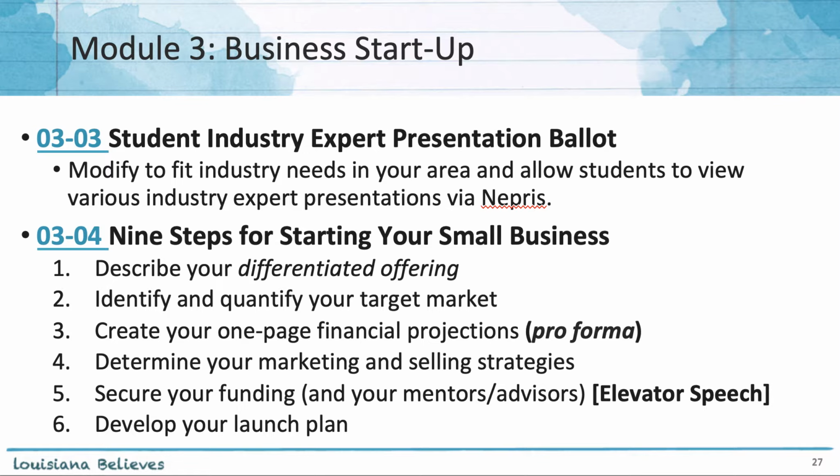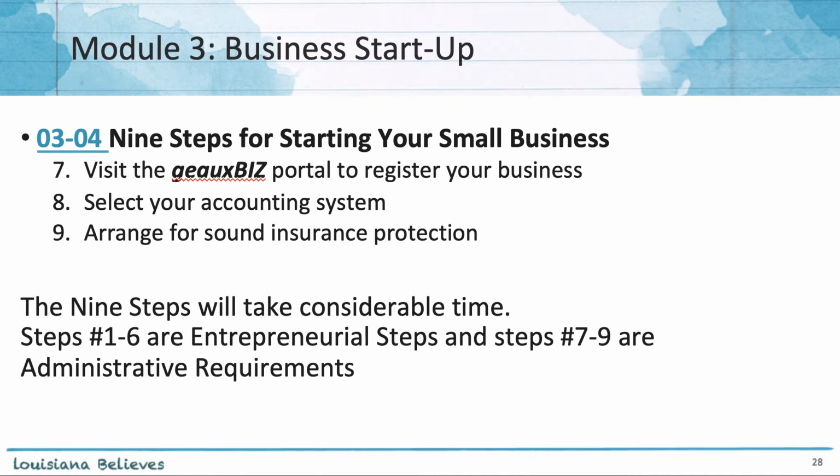Fifth, you have to secure your funding. This is where that elevator speech comes in. And sixth, develop your launch plan. Seventh, you have to visit the GoBiz portal to register your business. Eighth, select your accounting system. And ninth, arrange for sound insurance protection. The 9 steps will take considerable time. Steps 1 through 6 are entrepreneurial steps, and steps 7 through 9 are administrative requirements.